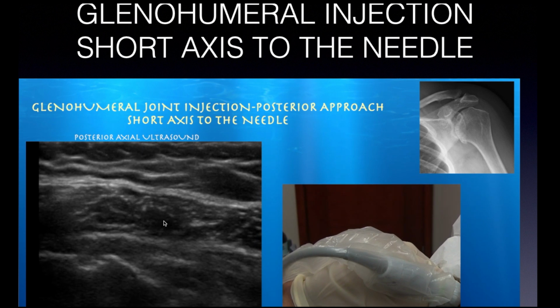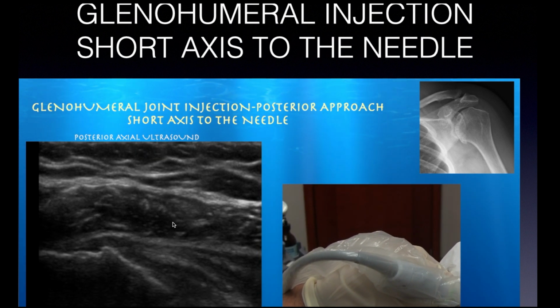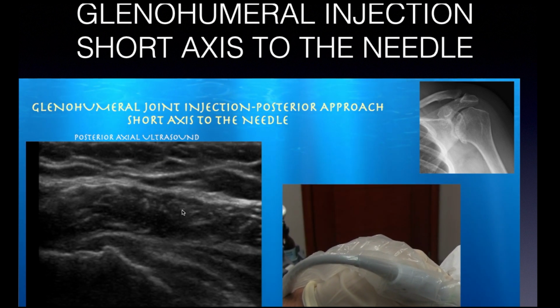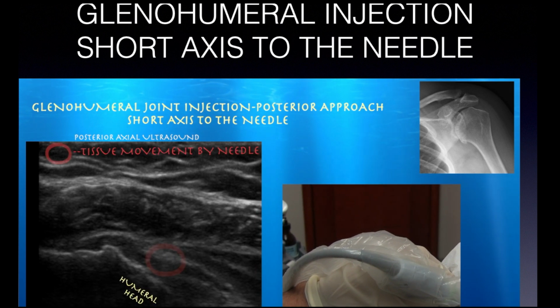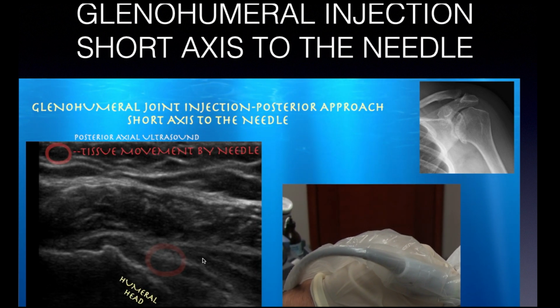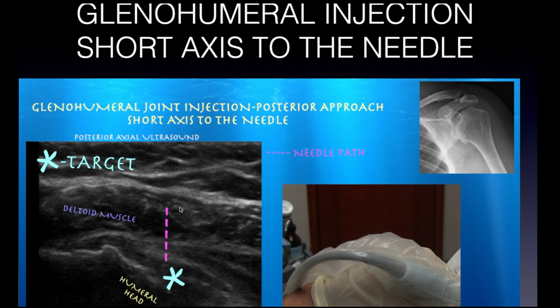And here you can see, once the needle is in, you can get a pretty good sense where it is. Here you can see me doing a little jiggle, and now I'm going down here. So this is humeral head, glenoid, infraspinatus muscle, the tendon, and here's the deltoid muscle. Here you're going right through.